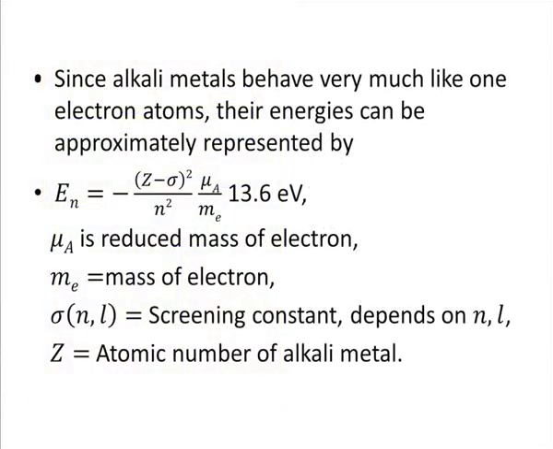Since alkali atoms behave very much like one electron atoms, their energies can be approximately represented by En is equal to minus Z minus sigma whole square upon n square, mu A by Me into 13.6 electron volt, and mu A is reduced mass of electron, Me is mass of electron, sigma NL is screening constant depending on N and L, and Z is atomic number of alkali atoms.